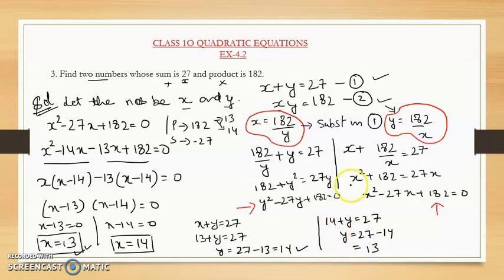Are you following? You can verify also. Substitute x and y, you should get 27. So if I take x as 13, y is 14, 13 plus 14, 27, verified. See, 13 plus 14 is 27, so your answer is also verified. So in this way students, we will solve the equations, and I have told how to verify also.